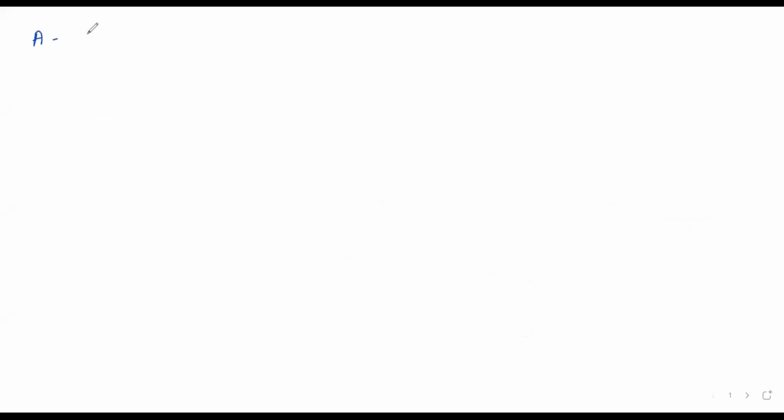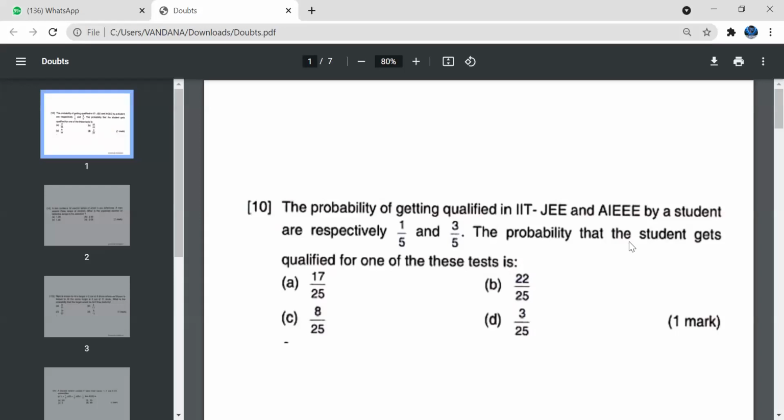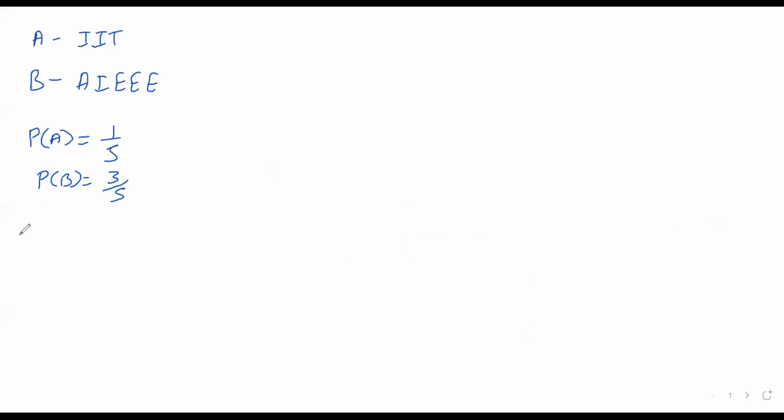Suppose let A be the event of passing in IIT and let B be the event of getting cleared in AIEEE. So the probability of A is given as 1/5 and the probability of B is given as 3/5, right? Only this many probabilities are given, and they are asking what is the probability that the student gets qualified for one of these tests. One of these tests means at least one of them. So we want the probability of A union B.